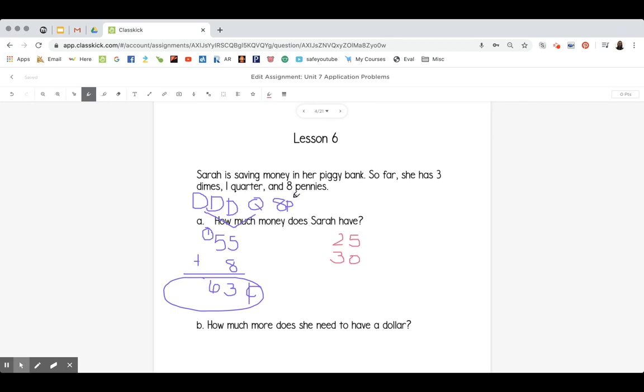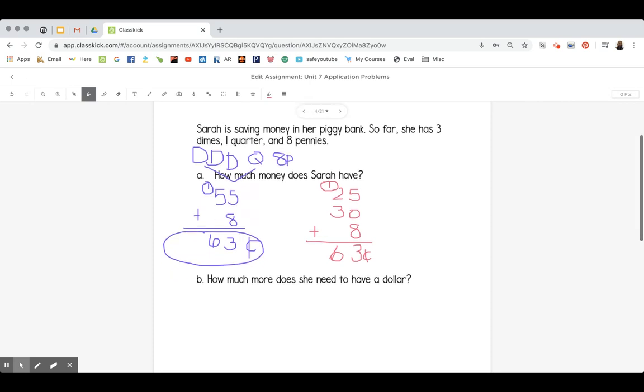And we know 8 pennies is 8 cents. And if I write that in the ones place, because that's what 8 cents is, it's 8 ones, I can also add the money this way. And again, in the ones place, 5 plus 8 is 13. So I will put 1 ten, 3 ones. I know that 3 plus 2 is 5, plus 1 more is 6. And so different strategy, same answer, 63 cents.